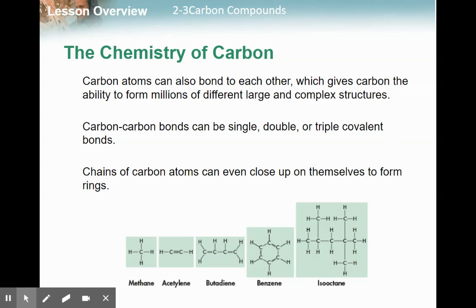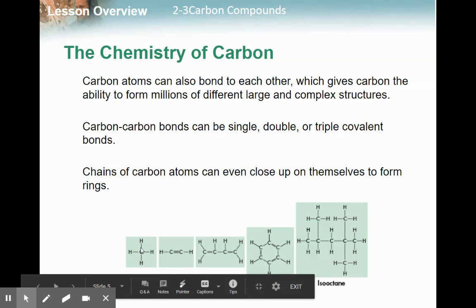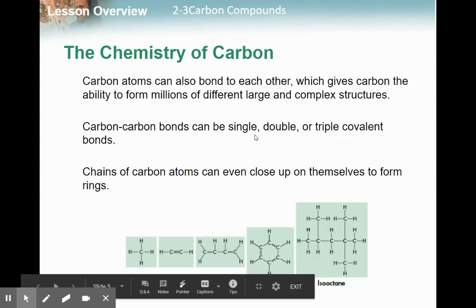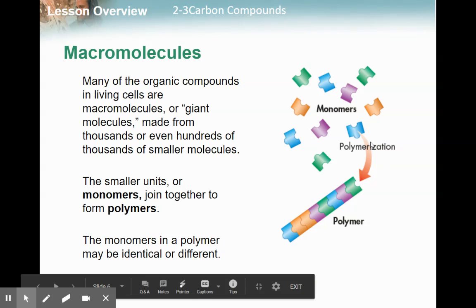Now again, carbon atoms bond easily with each other because they have what we call four outer shell electrons. Because of these four outer shell or valence electrons, it can easily form other covalent bonds with itself or with those other different elements of the CHNOPS. Chains of carbon atoms can even close up on themselves to form rings. These carbon atoms can also easily form single, double, or even triple bonds with other carbon atoms.